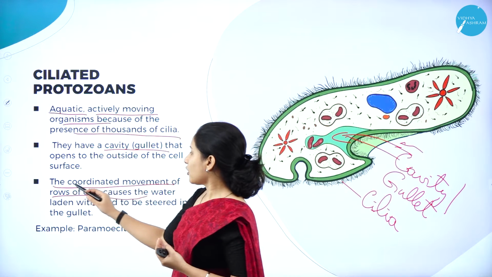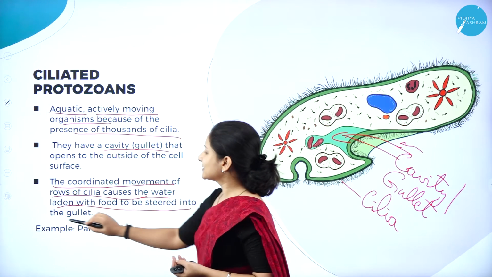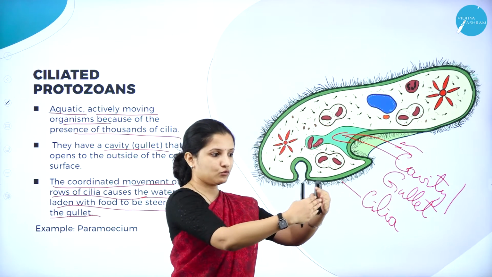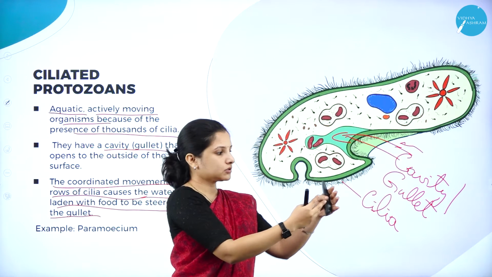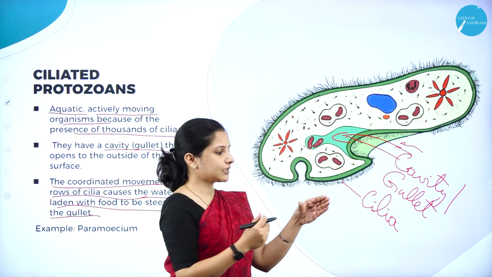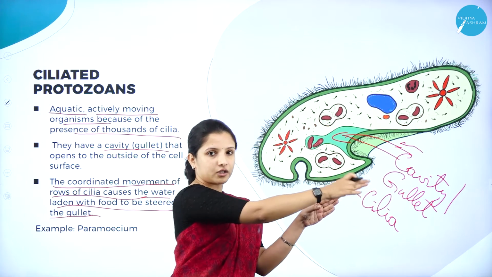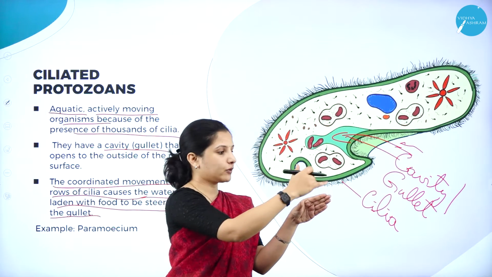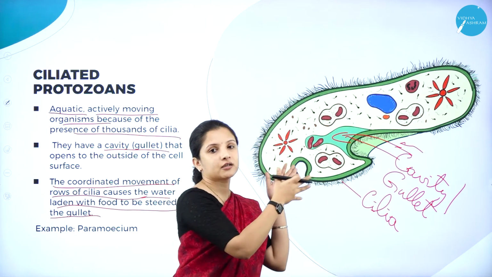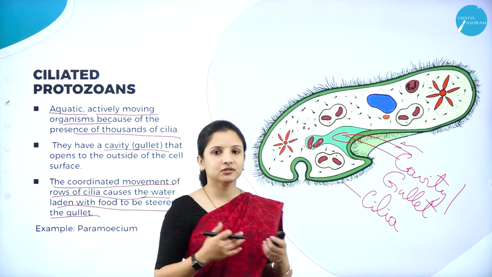So what happens here? The coordinated movement of the cilia causes the water laden with food to be stirred into the gullet. Imagine when there is movement of the cilia, it will push the water into, so if this is the gullet, imagine the cilia is moving like this here. It will drag the water. It will push the water into the gullet. So when it enters into the gullet, whatever food material is there in the water will enter into the organism. That is how they feed.